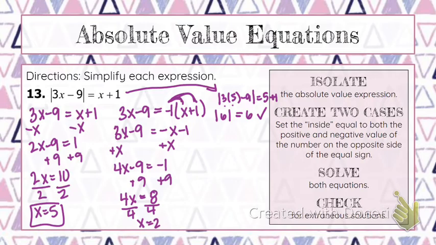Now we're going to plug in 2. The absolute value of 3 times 2 minus 9 equals... not 5 plus 1, I'm sorry. That's x plus 1, so the x in this case is 2. So 2 plus 1. There we go. So absolute value, 3 times 2 is 6. 6 minus 9 is negative 3. Equals 2 plus 1 is 3. So the absolute value of negative 3 does equal 3. So x equals 2 is also an answer.